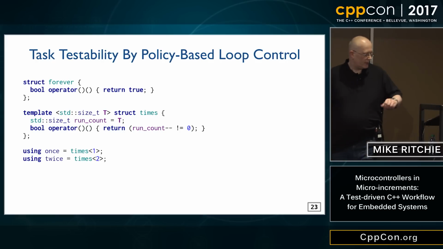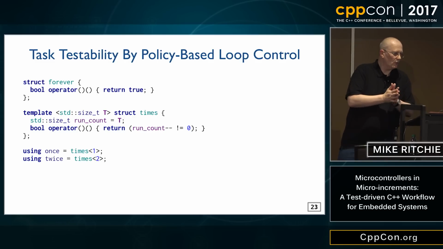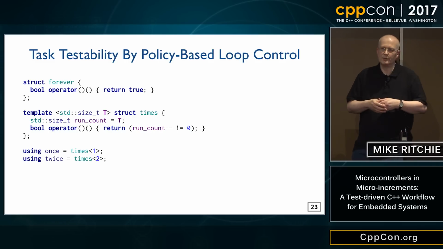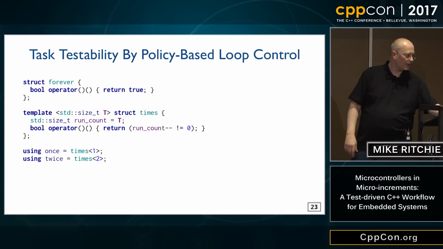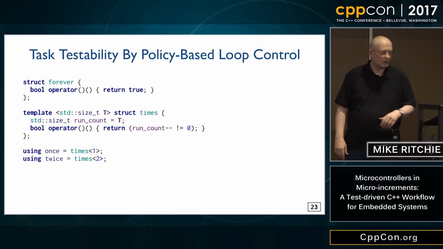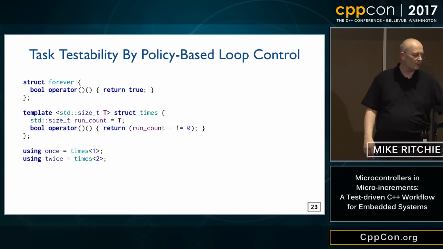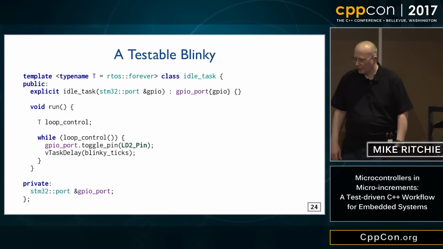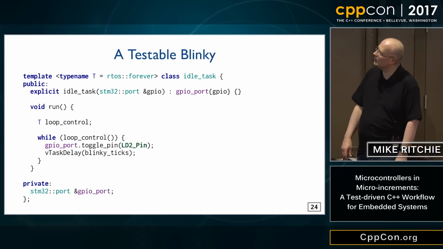This still leaves us with the while(1) challenge. So a bit of very light touch policy-based design works here. We can compile-time strategize the loop, in effect. So we have strategies for forever, which is the default case in an RTOS, and for testability, we can have a specific number of times through the loop. And we end up with our testable blinky, which looks a little like that.